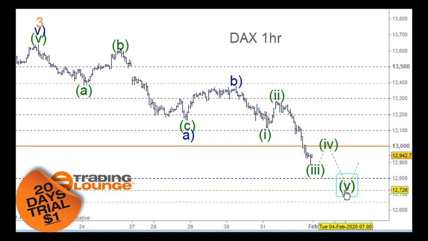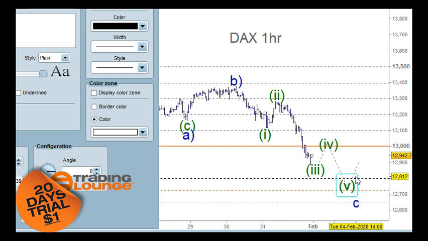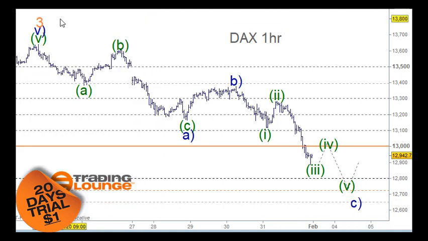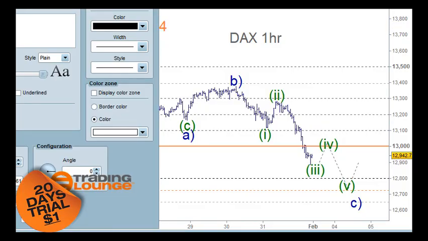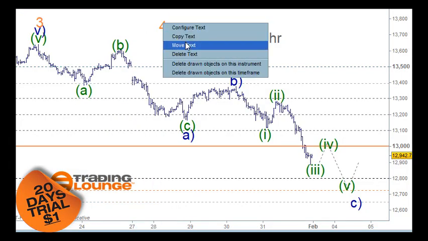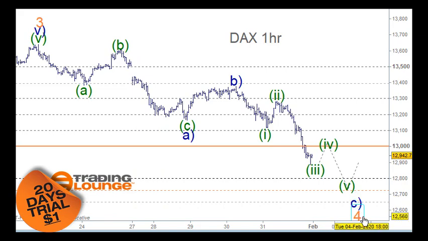Okay, so once we get to here, this will be roughly the 38.2% retracement area that we're looking at here for this wave 4. So let's just get to that point there first.